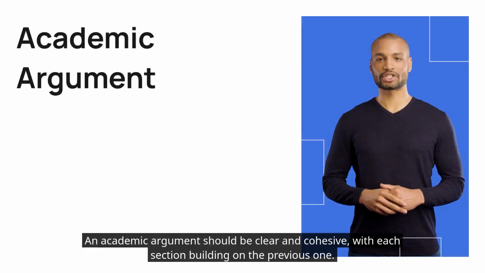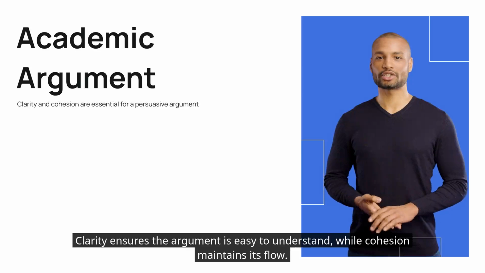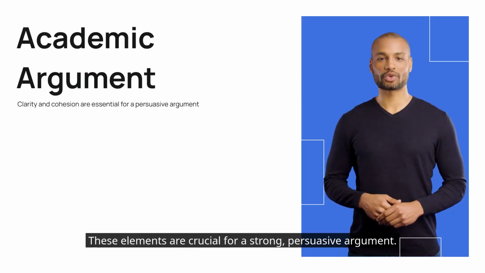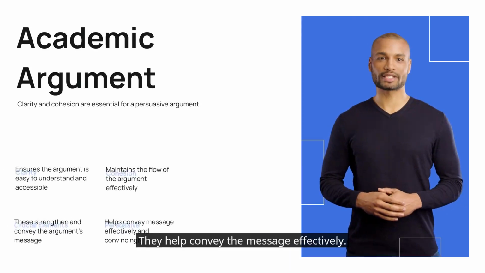An academic argument should be clear and cohesive, with each section building on the previous one. Clarity ensures the argument is easy to understand, while cohesion maintains its flow. These elements are crucial for a strong, persuasive argument. They help convey the message effectively.